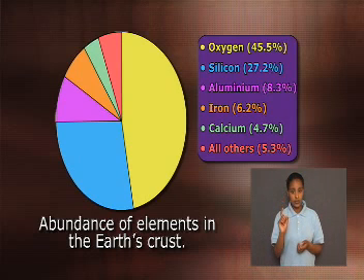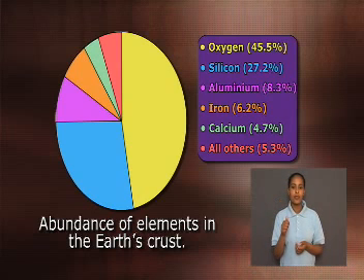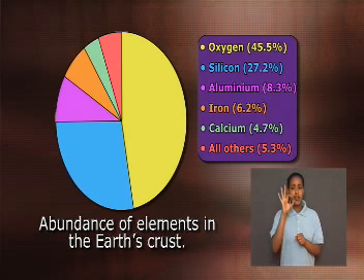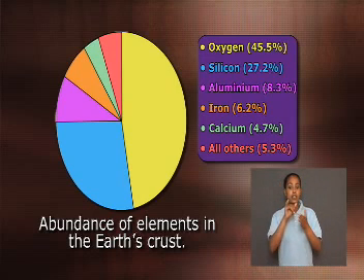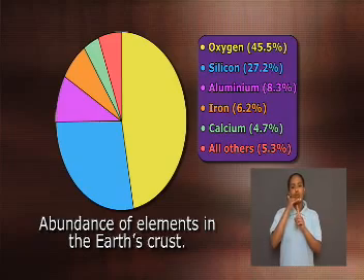Oxygen, silicon, aluminium, iron, calcium, magnesium, sodium, potassium, titanium, hydrogen, phosphorus, and manganese. These elements make up 99.7% of the Earth's crust. That is amazing. Let us look at the top 6 elements in more detail.